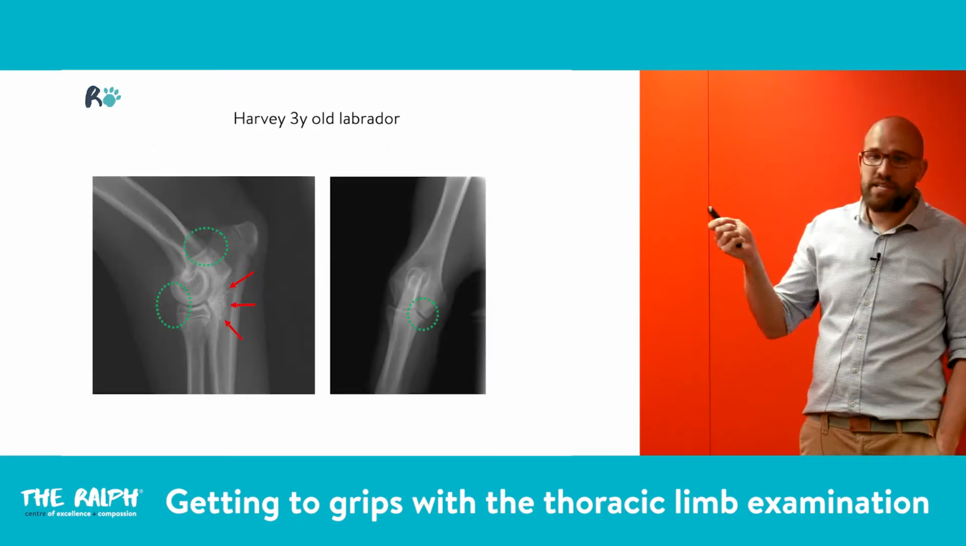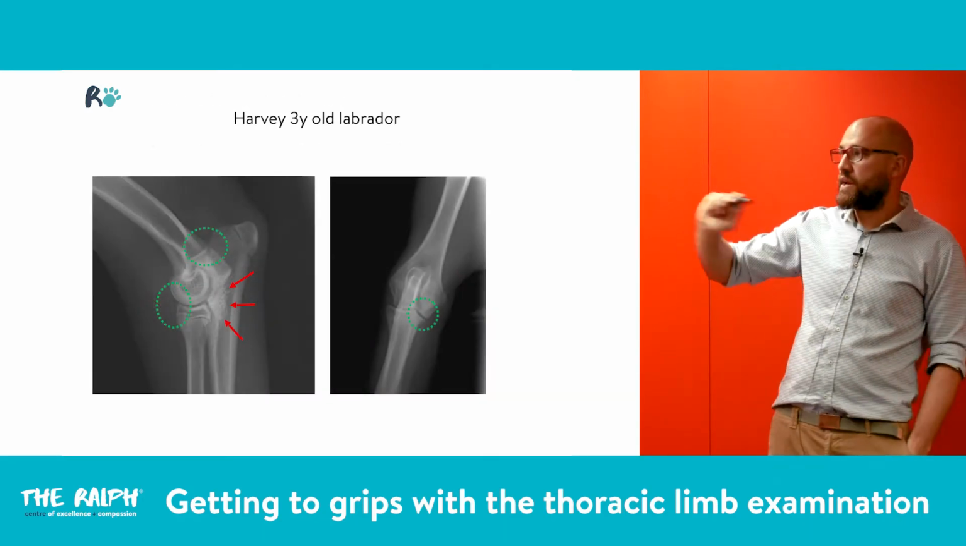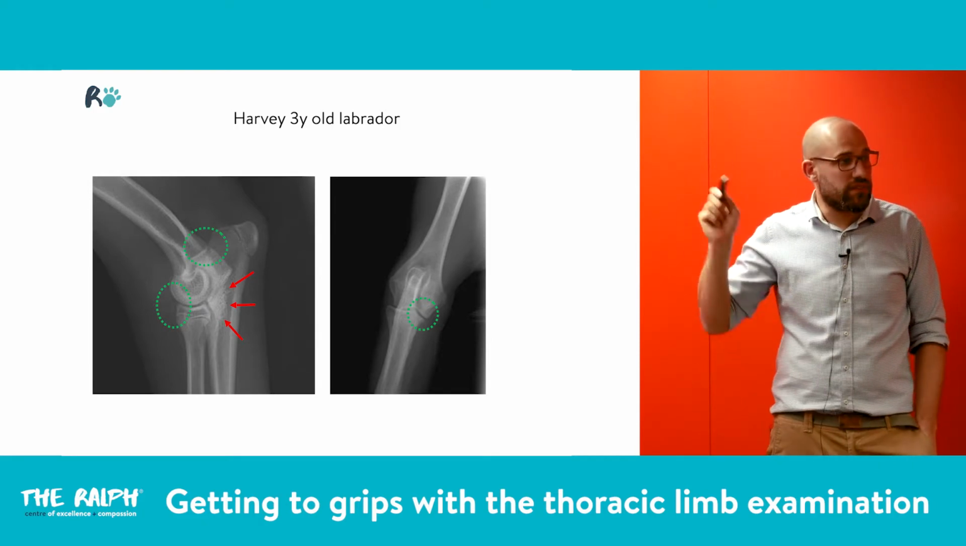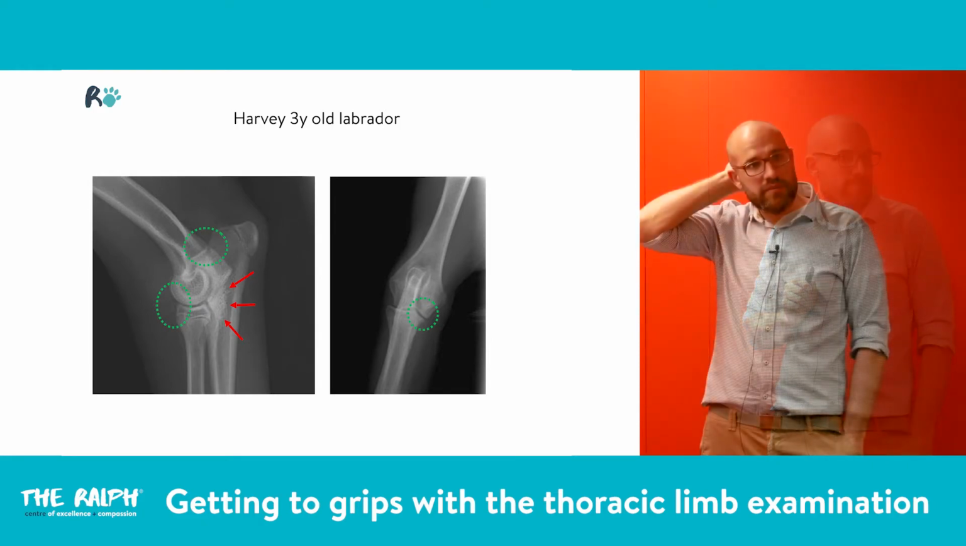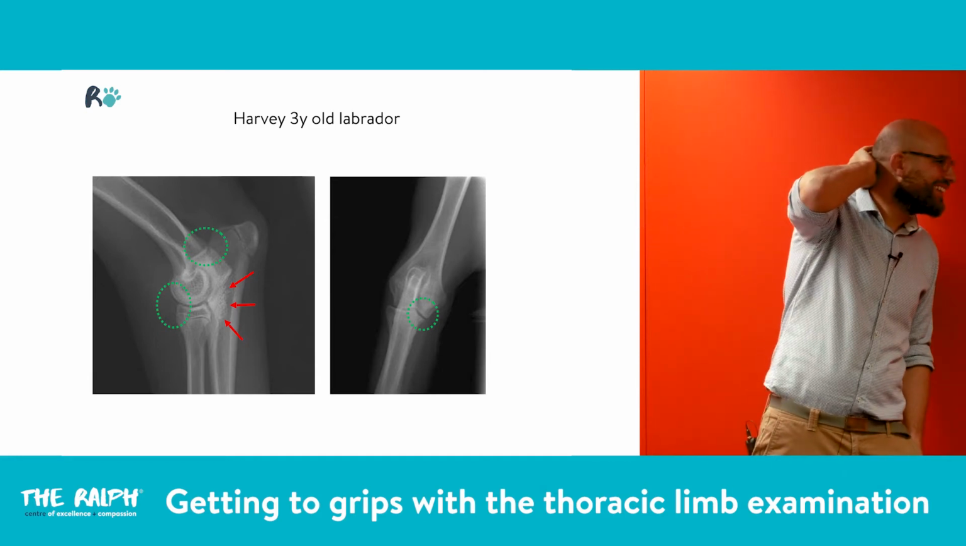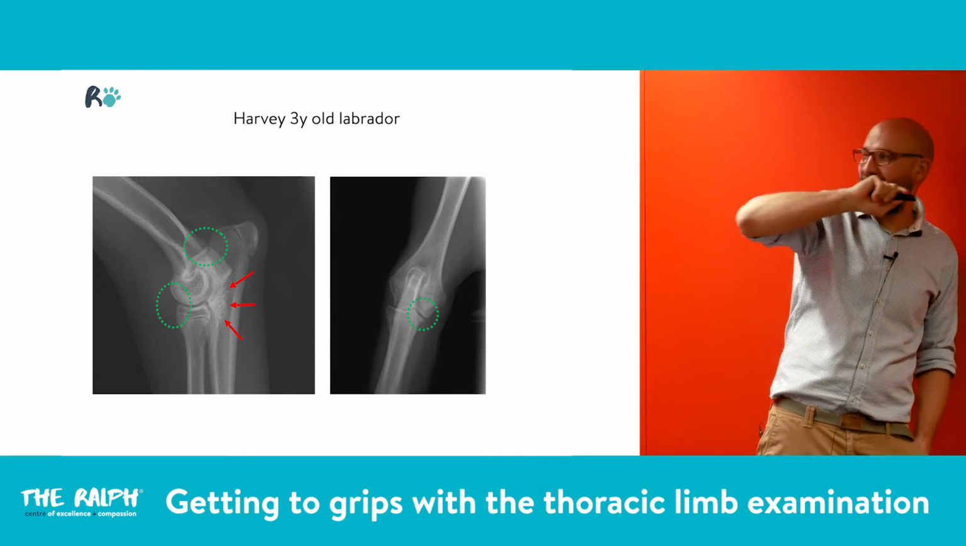So, for example, this one is a little test. What can you see? Tell me what's wrong with this elbow, if there is something wrong. Someone brave? Go on. This is sclerosis. Yes, that's it.